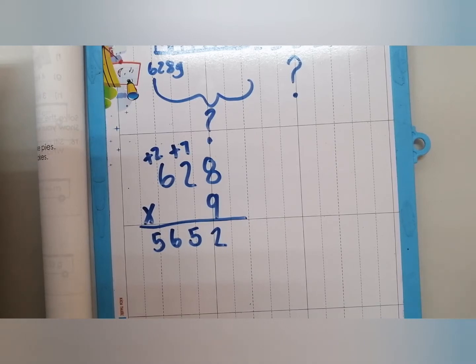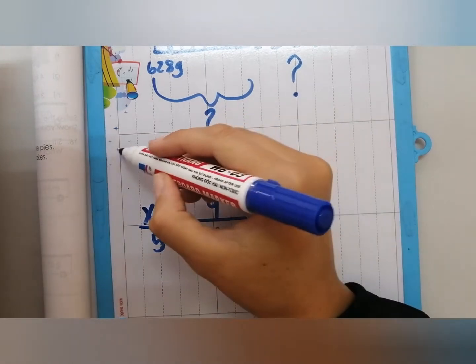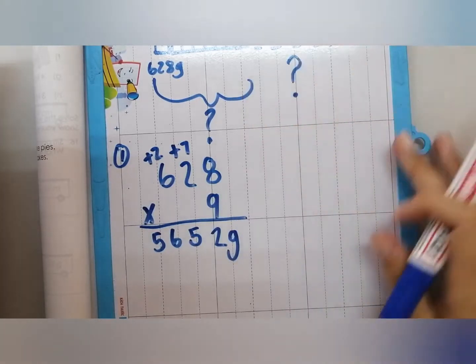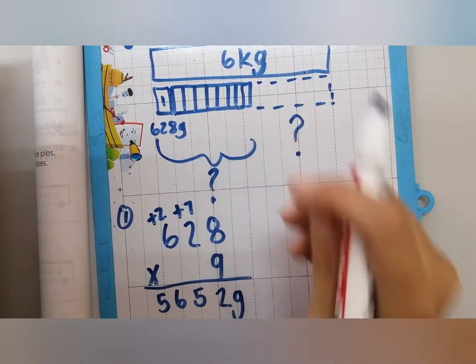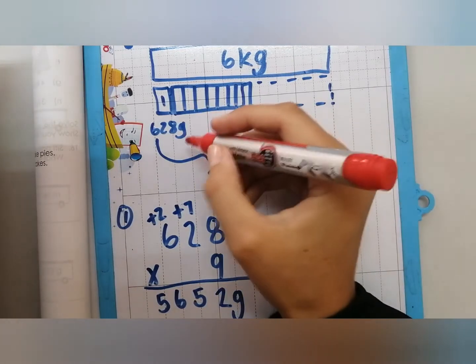Now remember, we are working in grams, so that is 5,652 grams for all 9 of the notepads. So I'm going to put this weight here just so that we know that we've done it.